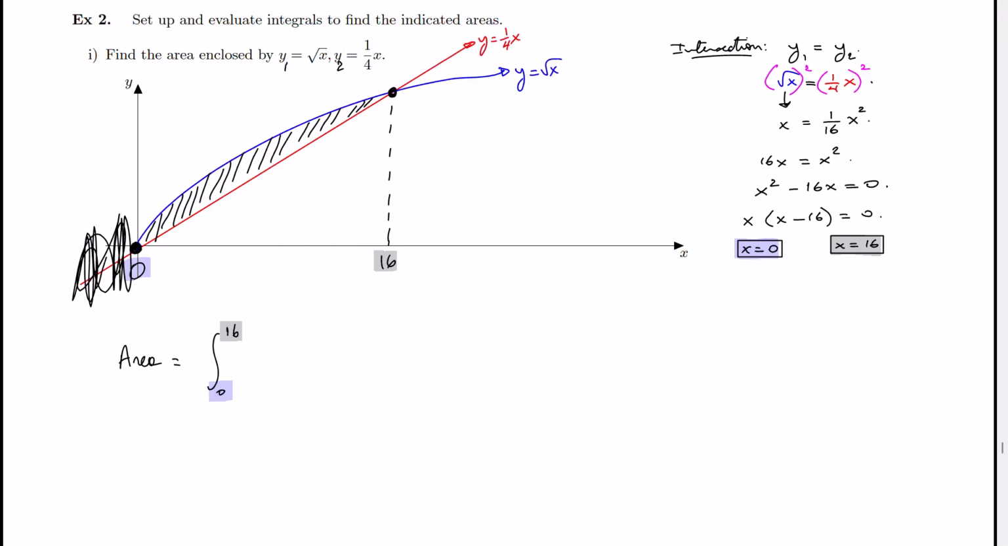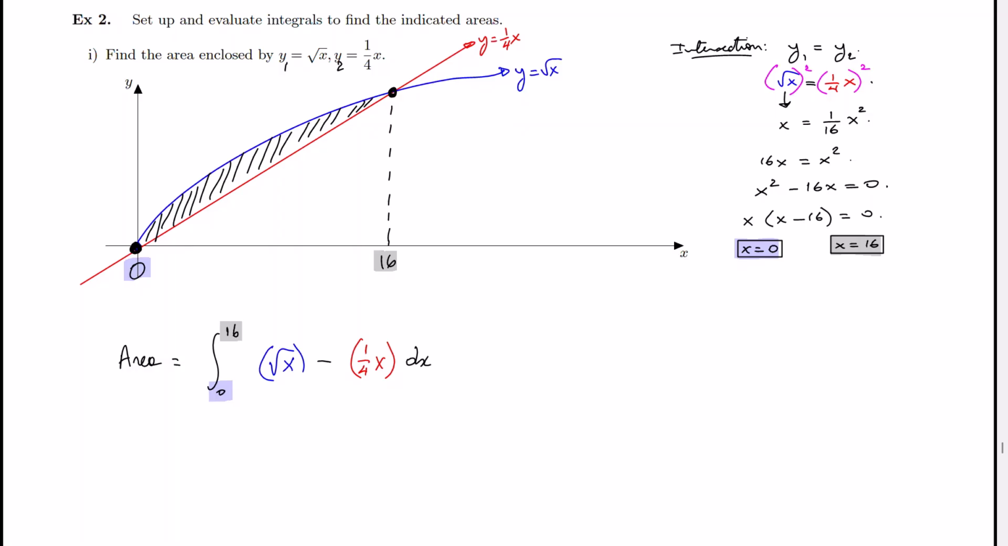On that region, what's the upper function and what's the lower function? So which one is the one closer to the top of the page? Well, it's the blue curve, which is the square root of x in our case. Which one is the lower function? Which one is the one closer to the bottom of the page? Well, it's the line, and the line is 1/4 of x. And we always integrate with respect to x in these problems because the given equations all have x. So this is my setup.